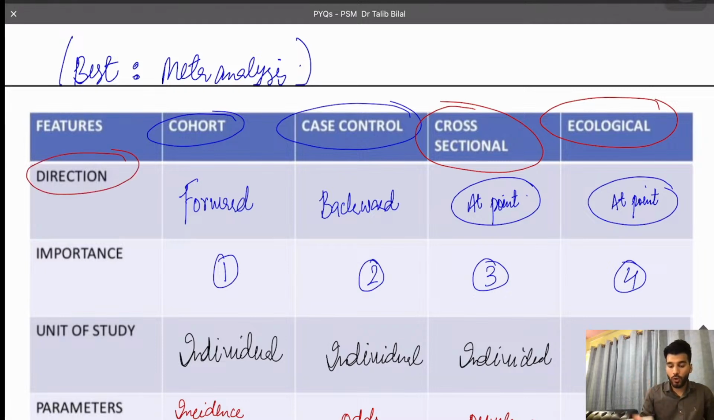You're going in the forward direction, also called prospective, also called cause to effect, or risk factor to disease. Your answer is cohort study, forward direction. Backward, disease to risk factor, outcome to exposure, retrospective or backward direction, is case control. At a point in time, cross sectional, and ecological study.